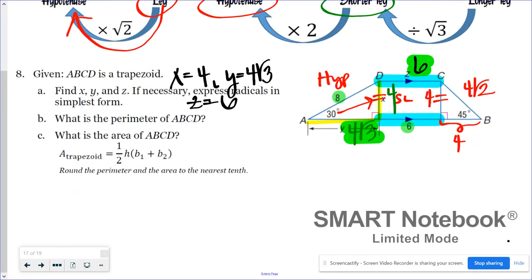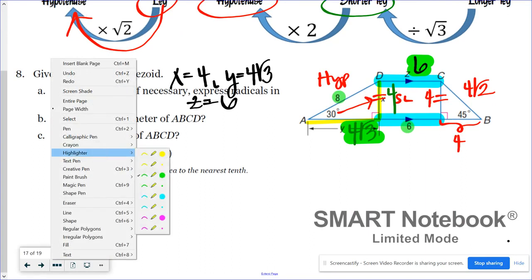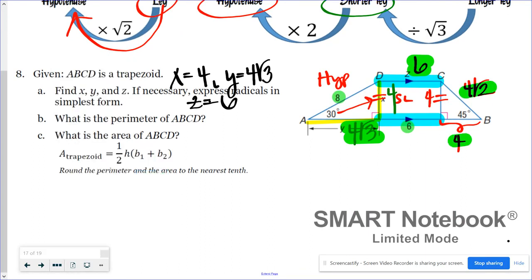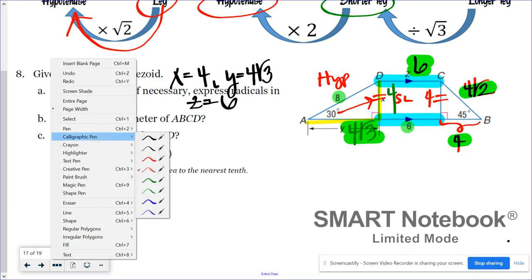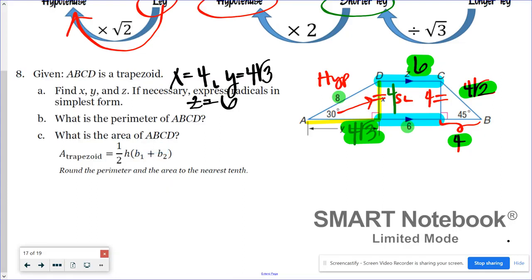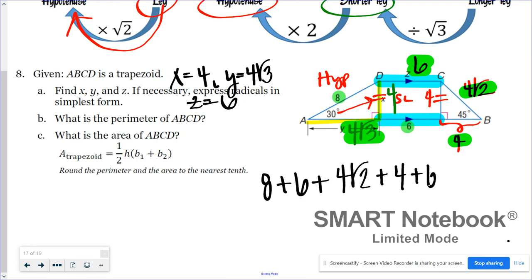Now I've got the lengths of all the sides, and so now I just need to add them together. Clearly I'm going to get a decimal here because I'm adding radicals. For my perimeter, I have to go 8 plus 6 plus 4 root 2 plus 4 plus 6 plus 4 root 3. And so I'll just throw this into a calculator. That's the easiest thing to do. And I end up getting like 36.6 for my perimeter.